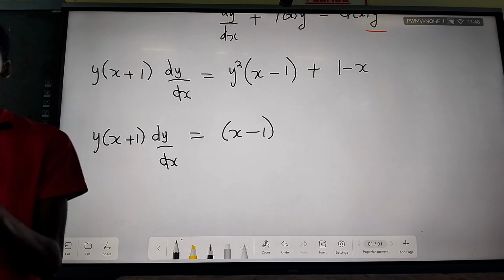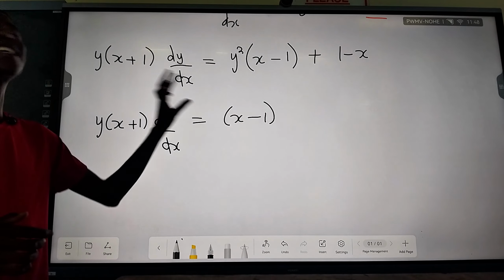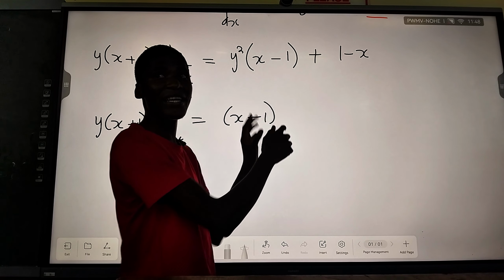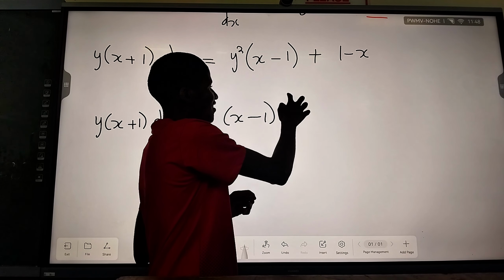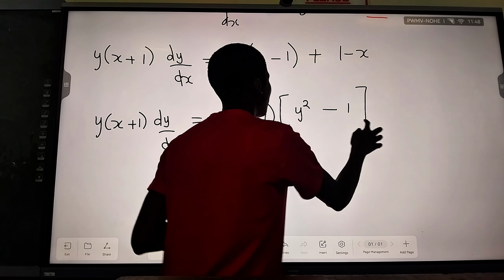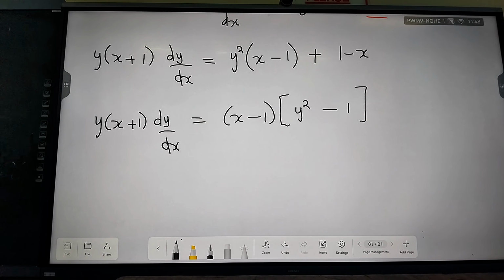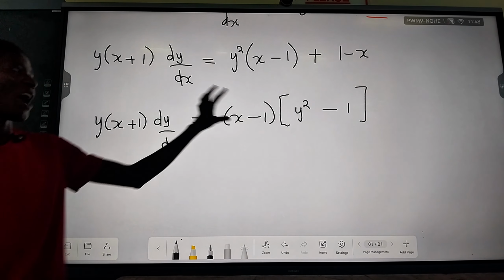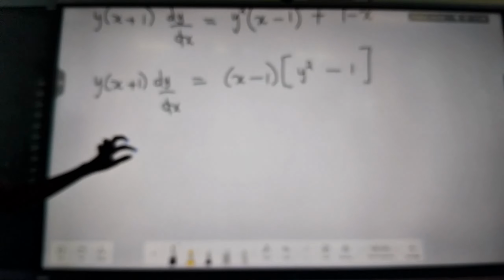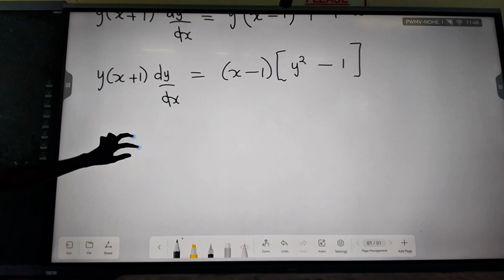I am continuing with your method here. Let me take out x minus 1, just follow through a little, without disturbing. X minus 1, then y squared minus 1. Is this correct? Is the maths correct? Yes, it's correct. All right, and then what do we do with it?